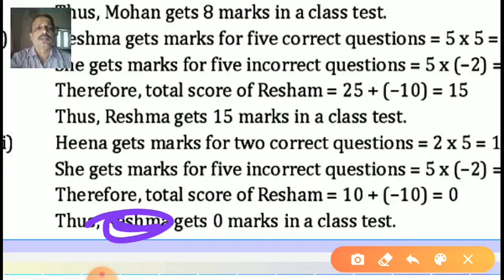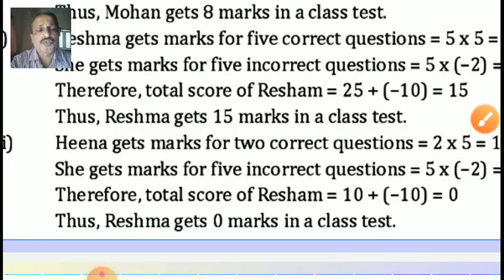Understood? Yes. In class test, anyone has doubt regarding this question? Easy? Yes. Shall we move to the next question?